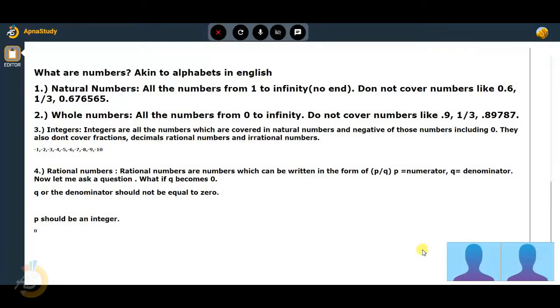If I write 0.3 upon 10, this is a fractional number, but this is not a rational number, because the numerator P here is not an integer. We have discussed that integers are only natural numbers and the negative parts of them. But P here is not an integer. But we can write this number as a rational number. Can you tell me how?